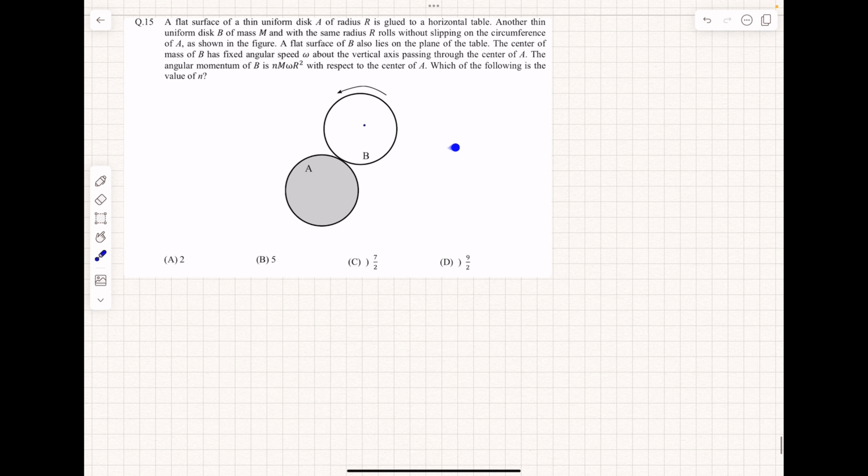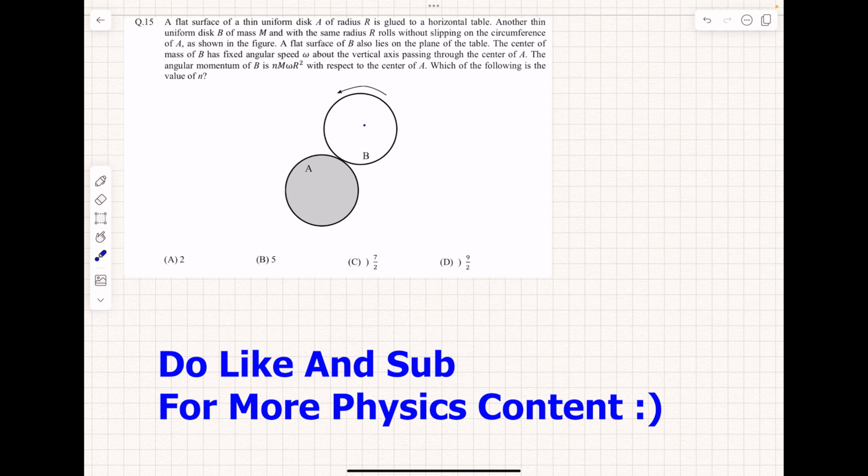Okay guys, so let's start our discussion with the 2022 problem. In this question, we have a flat surface of a thin uniform disk A of radius r that is glued to the horizontal table. So this disk over here is glued to the horizontal table. So basically it cannot move.